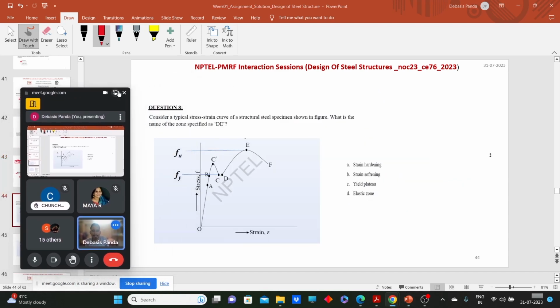Next, oh, it's a stress strain curve. Okay, so what that question says, consider a typical stress strain curve of steel structure. What will be the portion of D? This portion. What do you call this D portion? What do you call it?